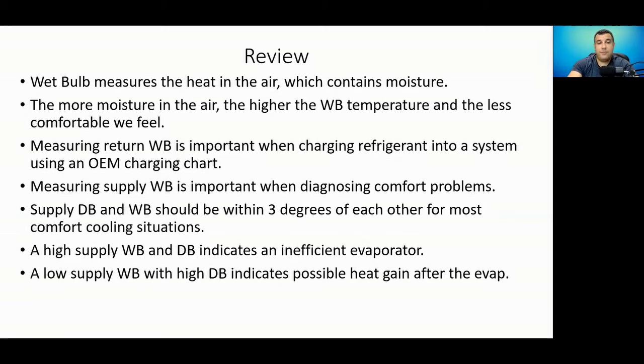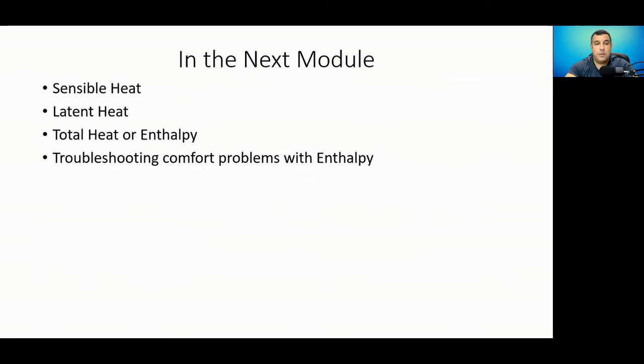But if we have a scenario where we have a low supply wet bulb, but a high supply dry bulb, this could indicate possible heat gain after the evaporator. Our ducts could be running through a hot space. They don't have enough insulation. We may have some kind of heat strip or other reheat that's warming that air up after the evaporator. We may not exactly have an equipment problem. We may have a problem after equipment. And being able to measure that is going to help you diagnose that properly.